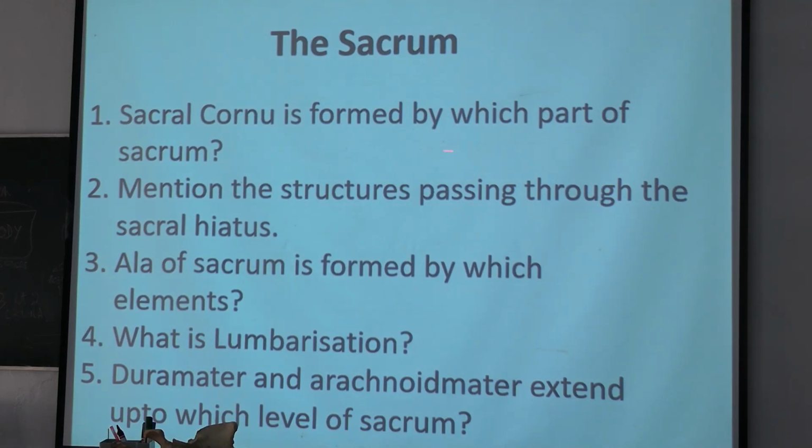Sacral cornu is formed by which part of the sacrum? Mention the structures passing through the sacral hiatus. And ala of the sacrum is formed by which elements? Costal and transverse elements. What is lumbarization? And dura mater, arachnoid mater extends up to which level of sacrum? S2. Okay. So these are important viva questions, they also come in your theory. Okay. Understood?